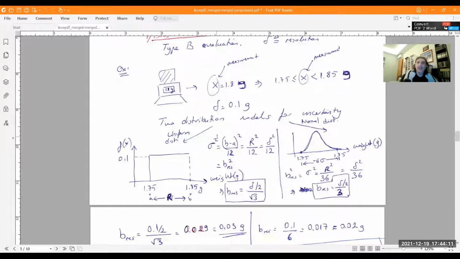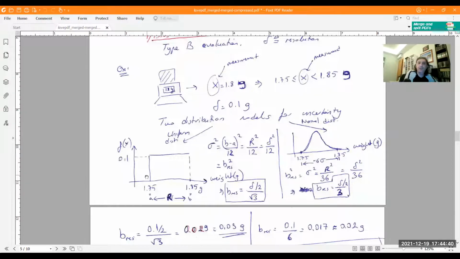One assumption or one model is uniform distribution. And for such machines, this is the one I prefer to use. What do I mean by such machines? Here you have no idea about the next digit. It may be 1, it may be 4, it may be 78, it may be anything. So it may be any value between 1.75 and 1.85, excluding 1.85, with equal probability, which corresponds to a uniform distribution.